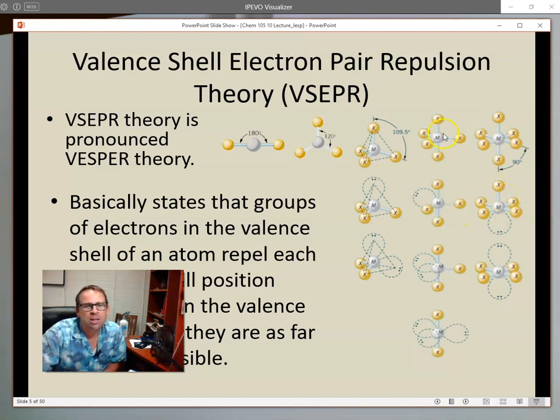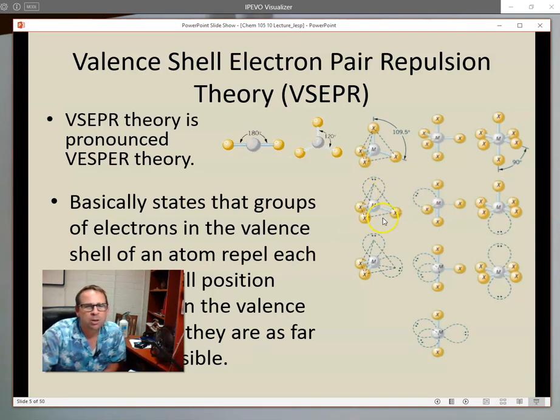Just like this one was called trigonal pyramid, but there's two of them, so it's trigonal bipyramidal. This one is called square pyramid. All right, and then there's one more here.